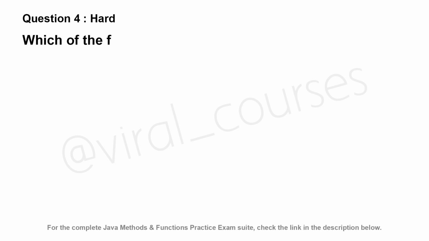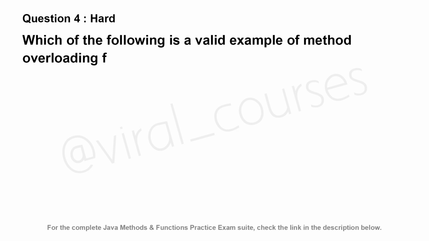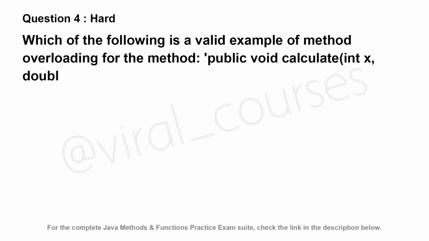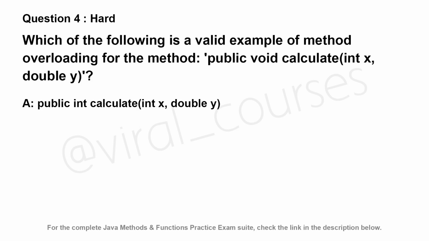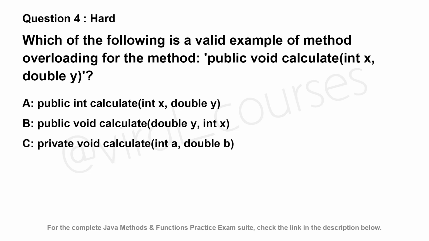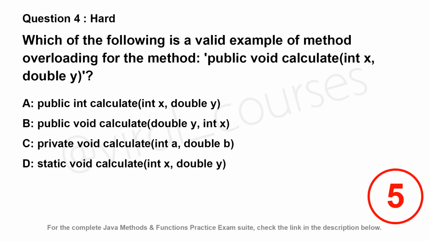Which of the following is a valid example of method overloading for the method public void calculate(int x, double y)? Option A, public int calculate(int x, double y). Option B, public void calculate(double y, int x). Option C, private void calculate(int a, double b). Option D, static void calculate(int x, double y).